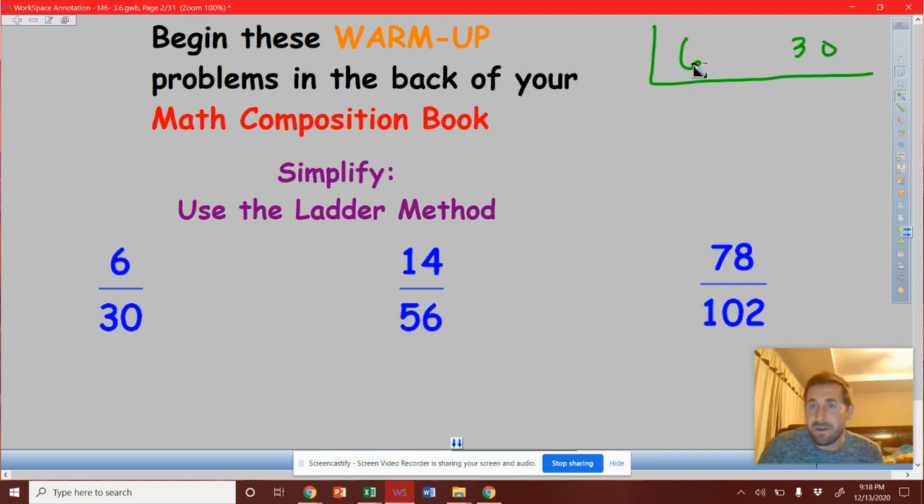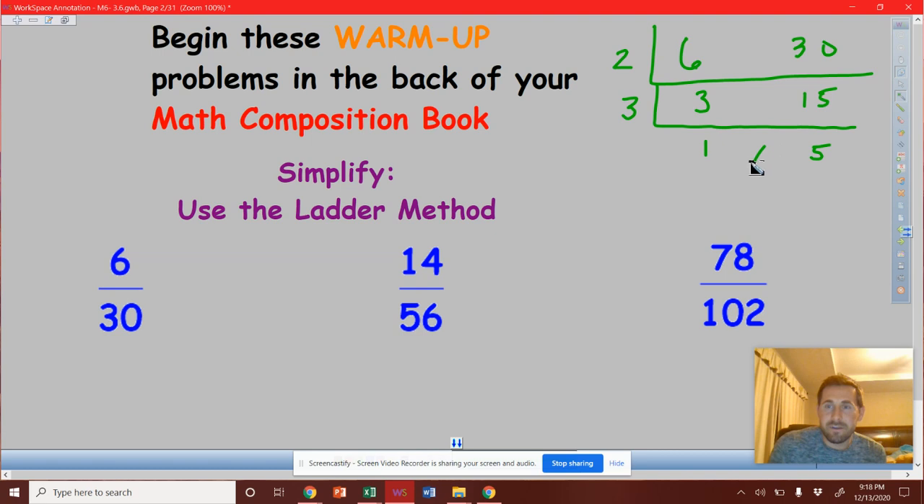So one thing I know, whenever they're even, like 6 is even and 30 is even, I automatically know a 2 goes in there. So 2 goes into 6 3 times, and 2 goes into 30 15 times. And now I'm looking at these numbers 3 and 15. I'm saying, is there anything that goes into both of those? And you can find 3 will go into 3 1 time, and 3 will go into 15 5 times. And there's your reduced fraction. It's 1/5. So this equals 1/5.